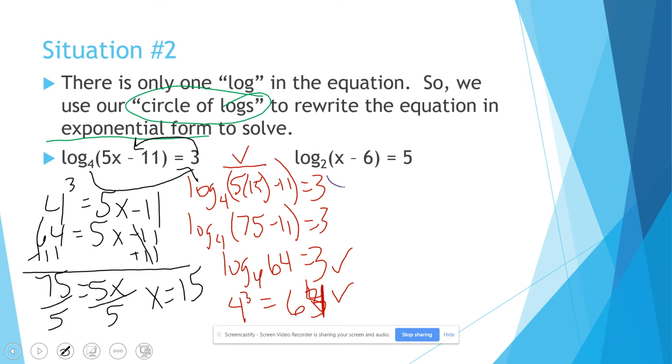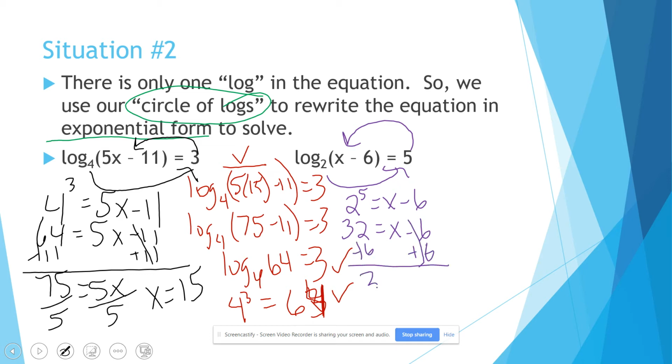All right, the second one, rewriting it in exponential form, we have 2 to the 5th is equal to x minus 6. 2 to the 5th is 32. Add 6, and we have x is 38.